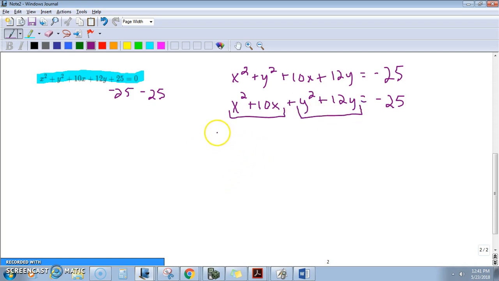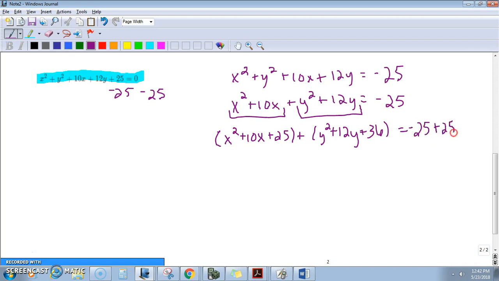So here I have x squared plus 10x. Half of 10 is 5. 5 squared is 25. Plus y squared plus 12y. Half of 12 is 6. 6 squared is 36. So plus 36 equals still negative 25, but I've added both 25 and 36. So negative 25 plus 25 plus 36.